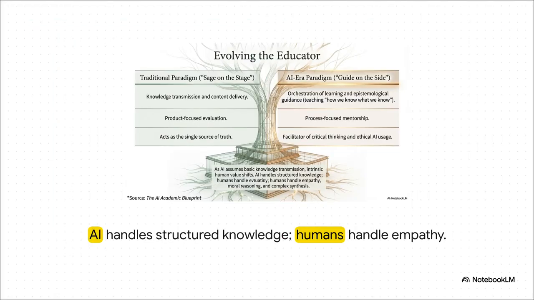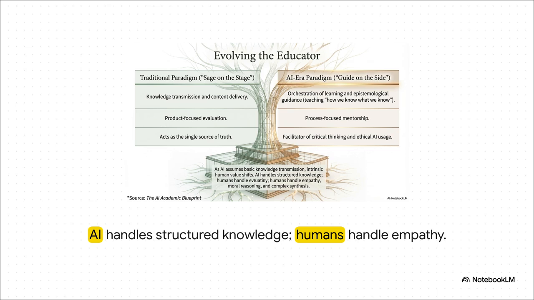I really love thinking about this evolution like a tree. As artificial intelligence inevitably takes over the heavy lifting of basic, structured knowledge transmission at the roots, the intrinsic value of the human educator actually shifts upwards into the canopy. You are elevated. The deeply human elements of teaching, the social engagement, the empathetic mentorship, the moral reasoning, and the synthesis of super complex, ambiguous problems, those become the absolutely irreplaceable core of the academic experience. The algorithm is just the scaffolding, guys.